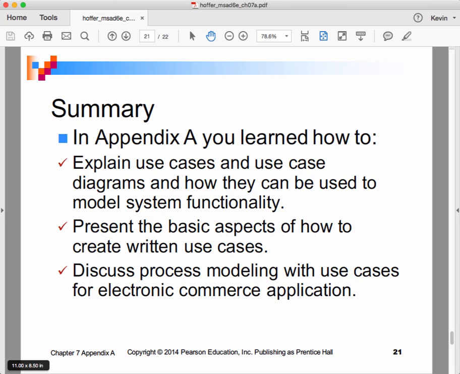So, we've talked about use cases, and where we're going to go from here is we're going to do a tutorial video where we're going to do a use case diagram for my sample problem, which is the student attendance system that's becoming my sample case for a lot of things. So I don't have a lot more to add here.